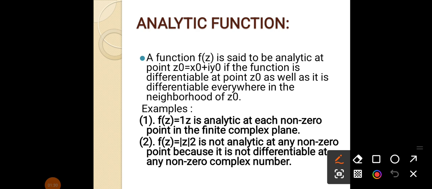For example, f of z is equal to z is analytic at each non-zero point in the finite complex plane. The second example is f of z is equal to modulus z squared, which is not analytic at any non-zero point because it is not differentiable at any non-zero complex number.